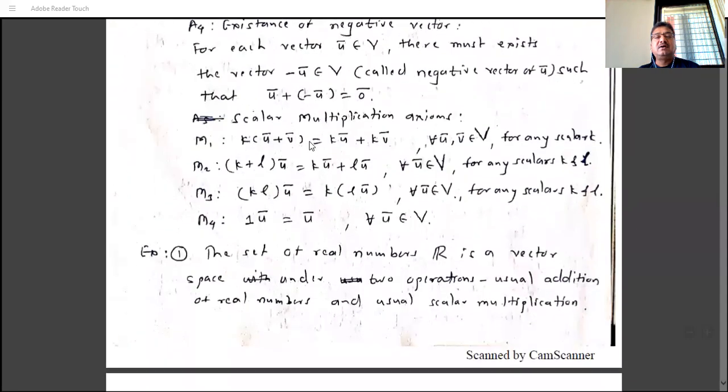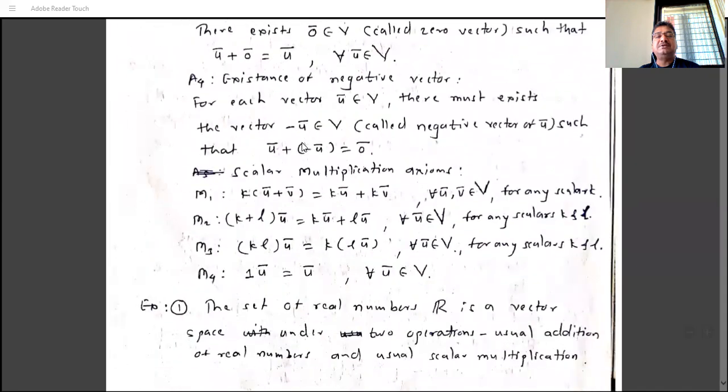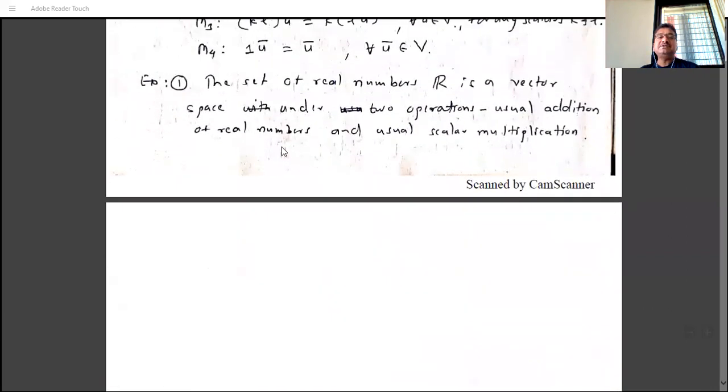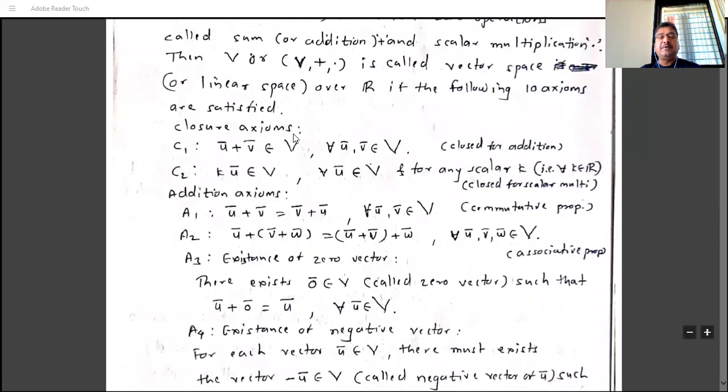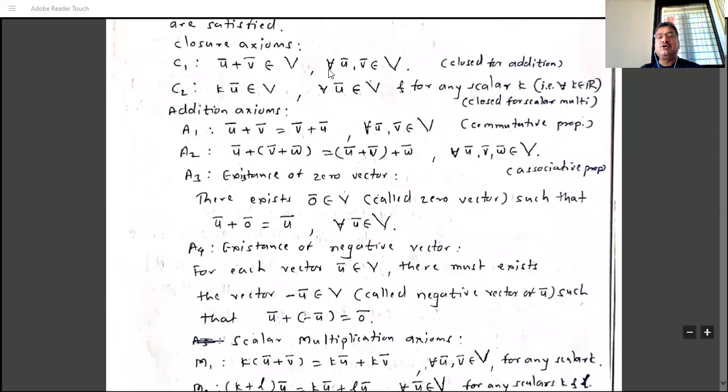Otherwise, if any one of these 10 properties fails for the set, then we say the set is not a vector space. So the first example: obviously the set of natural numbers is not a vector space. The set of integers is not a vector space. Why is the set of integers not a vector space? Again, the C2 property fails for the set of integers.